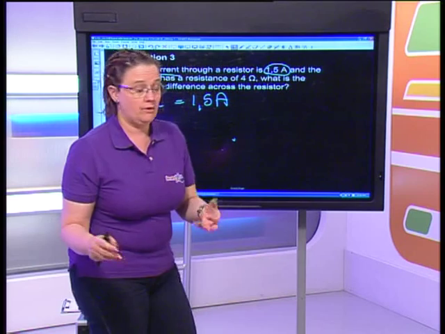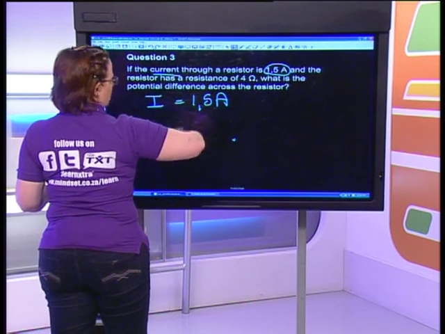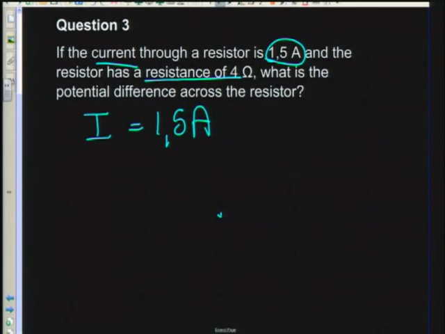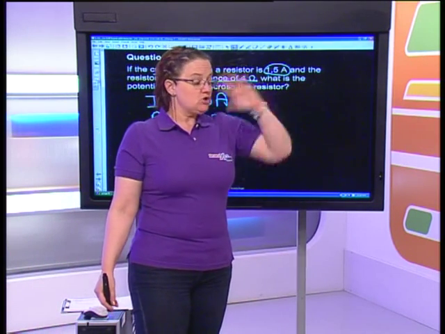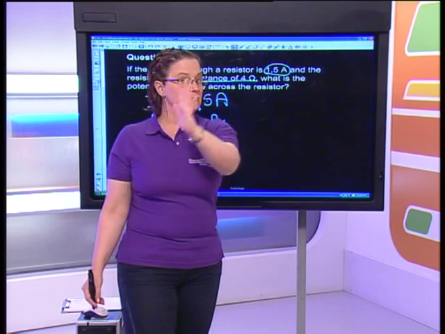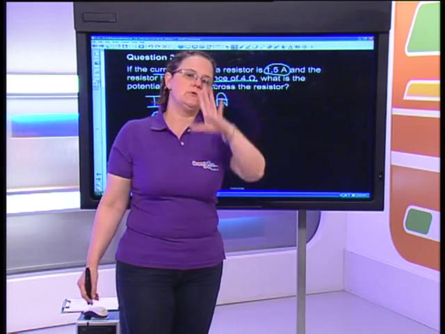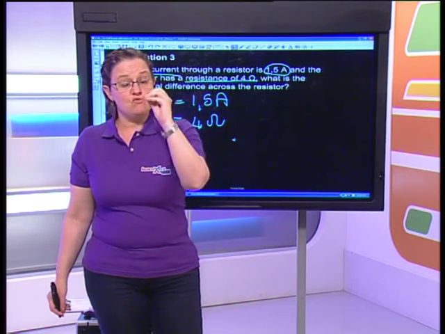So must you, okay? We've got a current of 1.5 amps and a resistance, so R is 4 ohms. What is the potential difference? So V is my unknown. At this point, there is nothing wrong, grade 10s, with taking R equals V over I and swapping it around so you have V equals I times R, if you're comfortable with the maths.